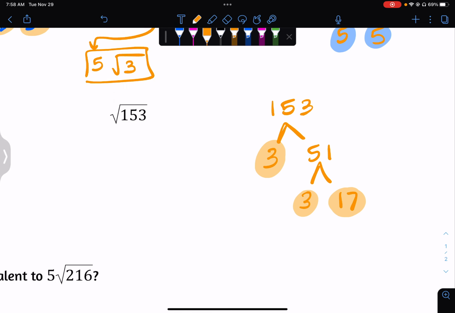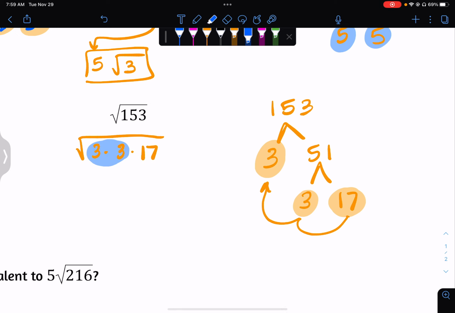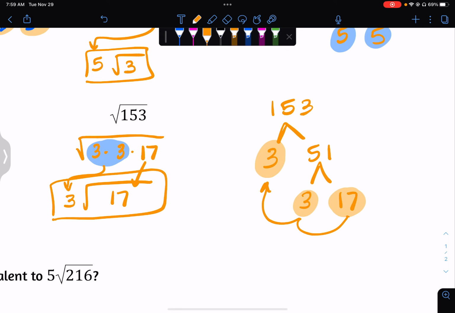So what does that mean? When I multiply this times that, I get 153. So let's just rewrite it like this: 3 times 3 times 17. All right, then we look for pairs. Here's a pair right there. That means this comes outside of the radical and it becomes 1. And this has to stay inside the radical because there's no pair. So then there's your final answer just like that.